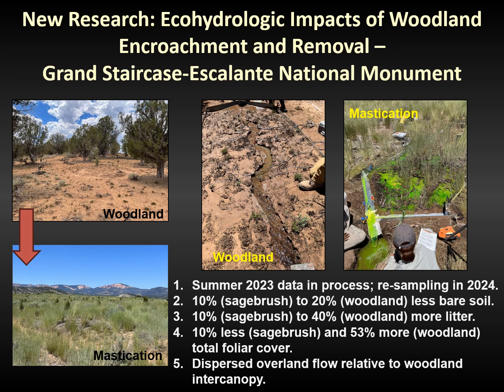Vegetation at the mastication site is primarily herbaceous, and the site has 50% greater total foliar cover than the woodland. Hydrology and erosion results are in process, but we observed greater flow dispersion through the thick cover at the mastication site relative to the more bare intercanopies at the woodland site. Detailed results from this study are expected in late 2025.